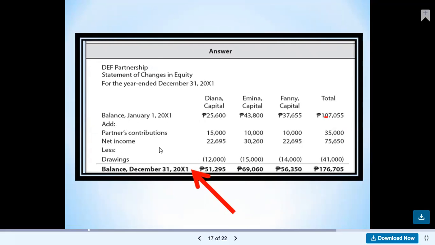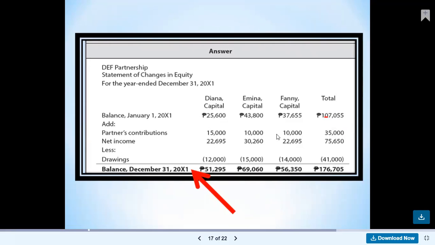How did we get the net income of 22, 30, and 22? It is based on the partners' shares agreement. So we have the partners' agreement of 30%, 40%, and 30%. So the total net income is 75,650 times 30%. This will be the result, 22,695.